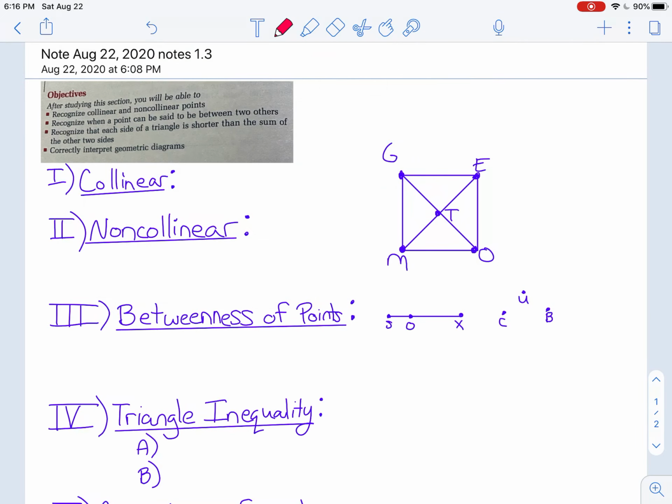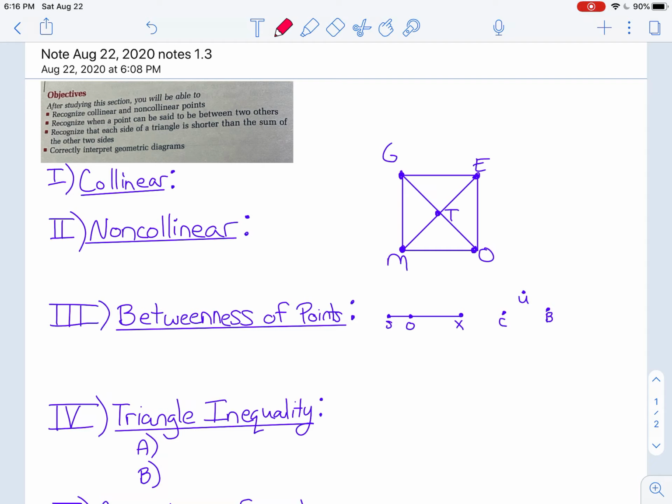All right, hello guys. Today we're going to be talking about section 1.3. So the objectives are listed there. After we finish this section, you guys should be able to recognize collinear versus non-collinear, saying that a point is between two other points. I know that seems very obvious, but I'm just making sure we understand. Recognizing that each side of a triangle is shorter than the sum of the other two sides, and we'll explain that, and correctly interpreting geometric diagrams.